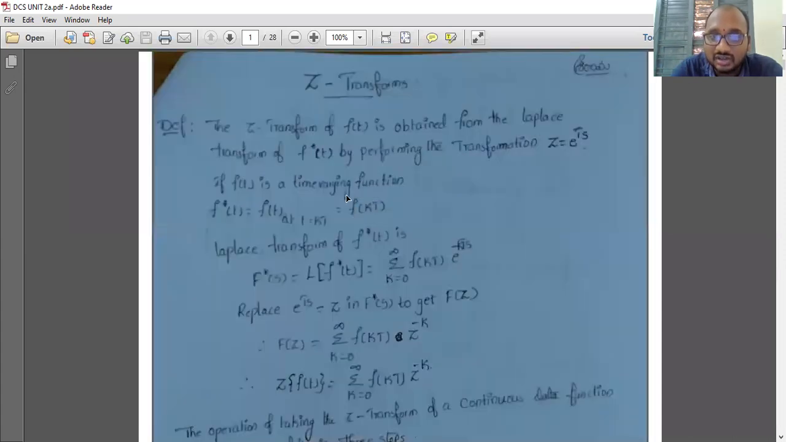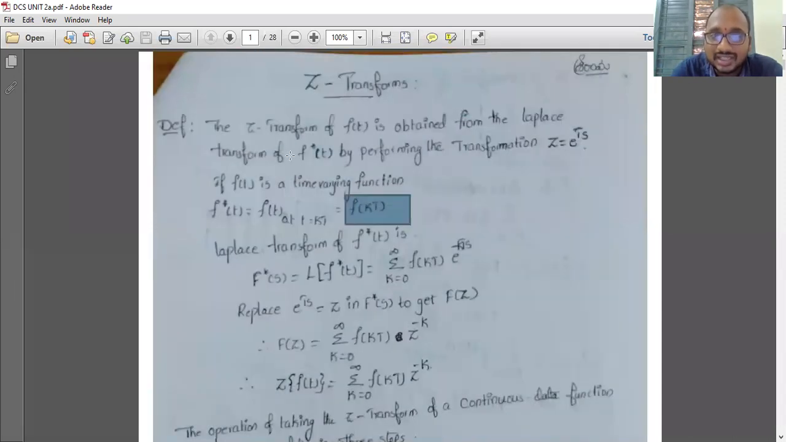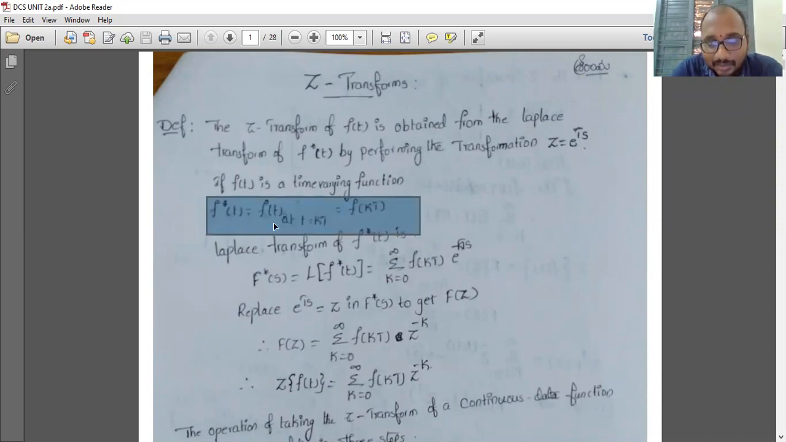f of kt function comes when you put t is equal to kt in all the places of t. Okay, in the given signal, wherever t appears, if we substitute kt, we get f of kt. So this f of kt is nothing but f star t. f star t is the sampled signal which can be obtained by substituting t is equal to kt at all the places of t in our continuous time varying signal f of t.